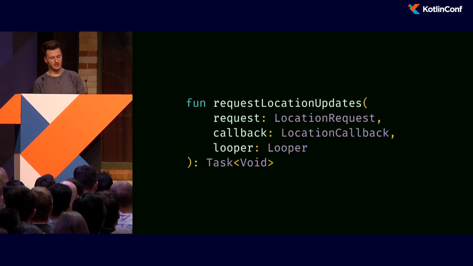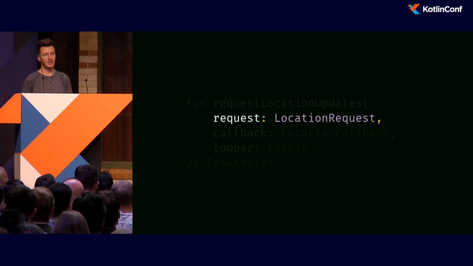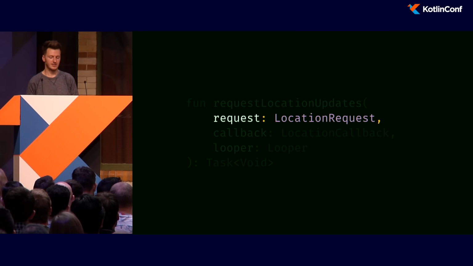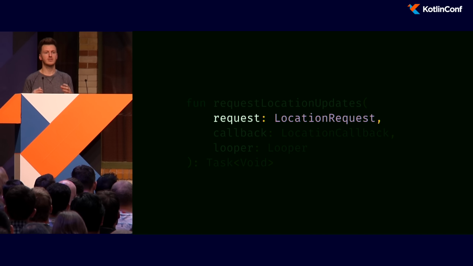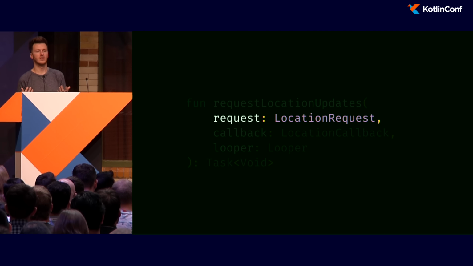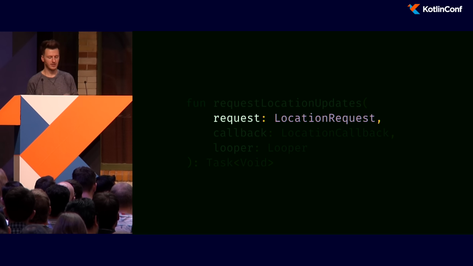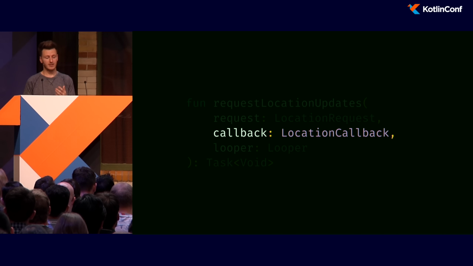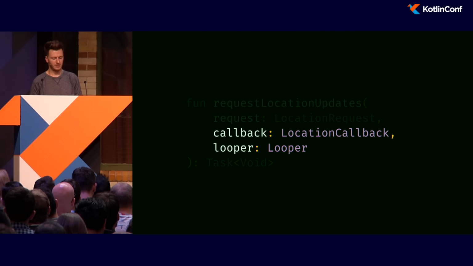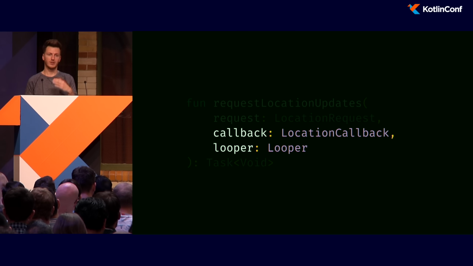So you look at the API, there's 3 parameters. The first one is called a location request, and that is how you define location parameters. So, I don't know, you want to only be notified when the location changes by 10 meters or something. Second, you have the callback, which is what will be called back on. And thirdly, we have the looper, which is the thread, in Android terms, that your callback will actually be invoked on.